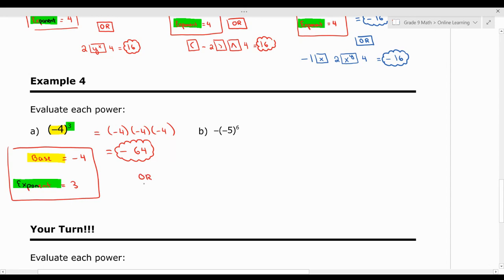Or using your calculator, I would use brackets. So I would go bracket. However you get a negative, be careful. Some people try to use the subtraction symbol and it'll give you an error. So I put -4, I would close the bracket. My calculator actually has the caret or like the hat button, 3, and I should find I get the exact same answer.